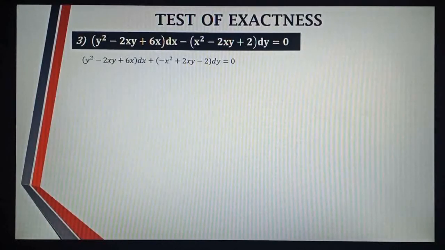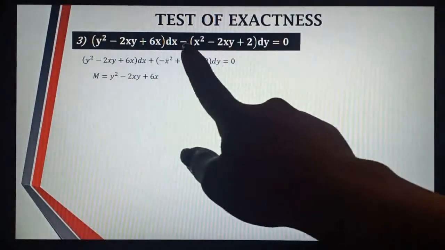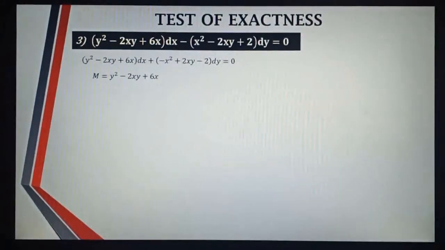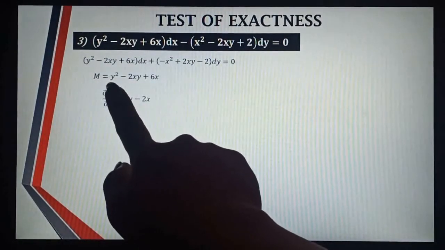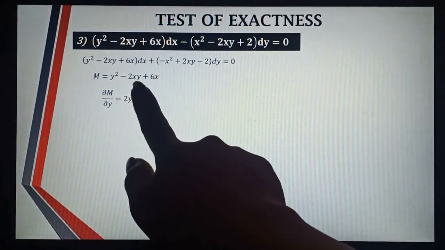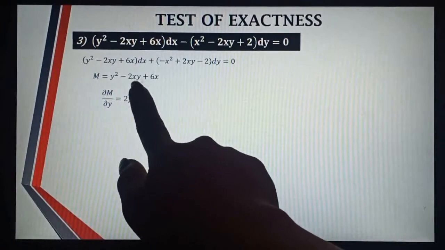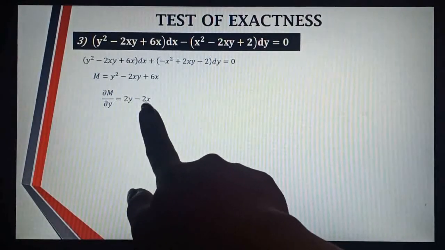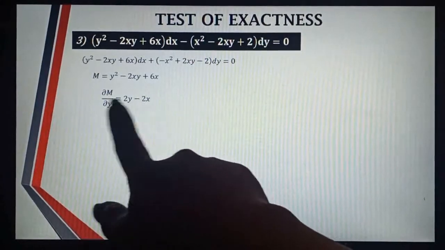So your M is y squared minus 2xy plus 6x. Let's differentiate it with respect to y since it is multiplied to dx. The derivative of y squared is 2y. The derivative of negative 2xy, since 2x is constant, is negative 2x. Then the derivative of 6x, since it is constant, is 0.